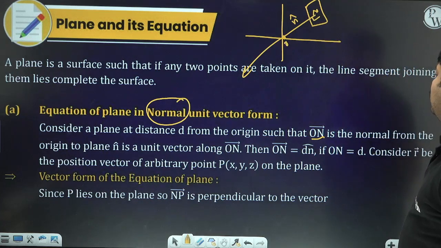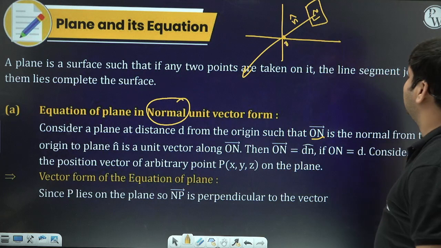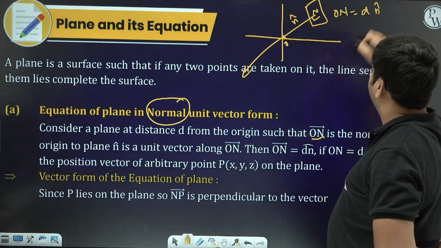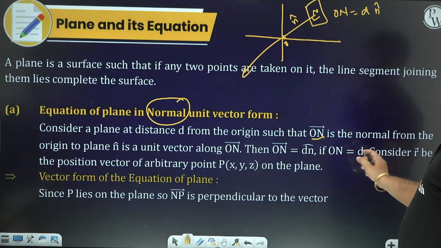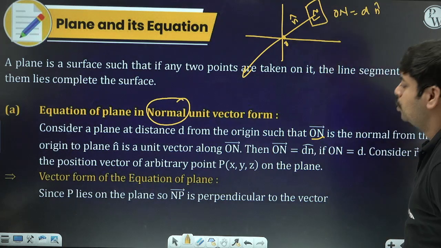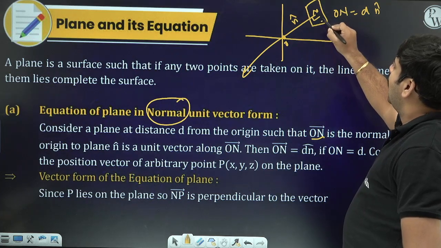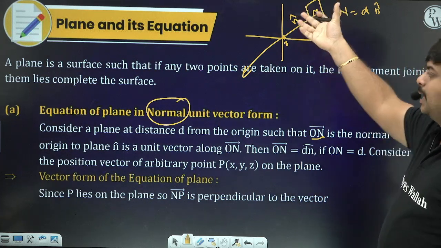Then on is equal to d times of n cap. What is the d? D is the distance between them, okay? So on will be d times of n cap. If on is equal to d, consider r be the position vector of arbitrary point xyz on the plane. So we'll take one more point xyz and we'll use the dot product concepts to get that formula, okay?